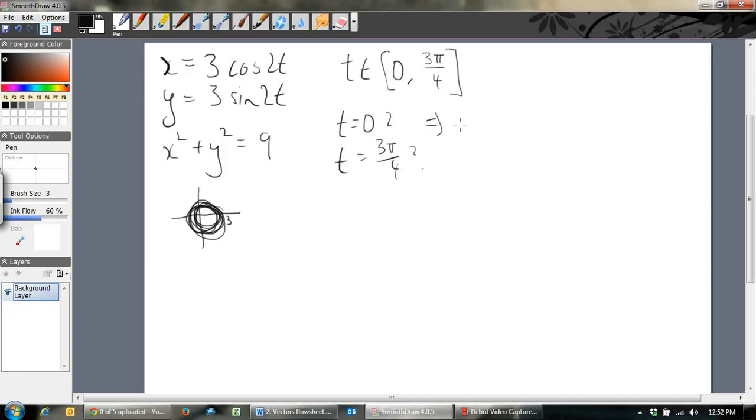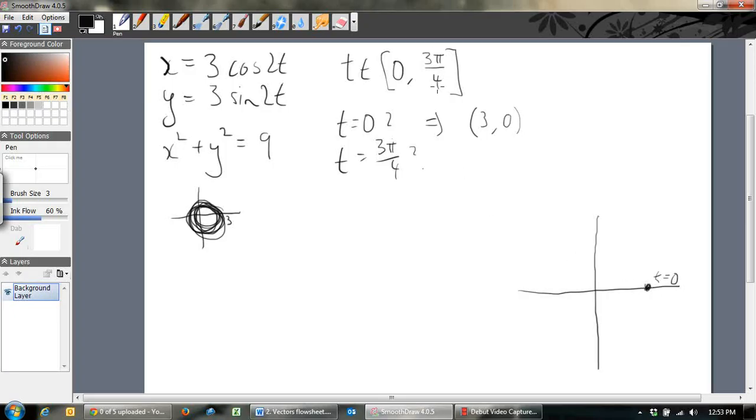What's going on? When t is equal to 0, what is the value of x? Well, cos of 0 is 1, and 3 times 1 is 3, so when time is equal to 0, our position is 3. What about the y value when time is equal to 0? Well, sine of 0 is 0, and 3 times 0 is 0, so it will just be 0. So if we drew down here, here's our point, (3, 0). When time's equal to 0, the point is here.